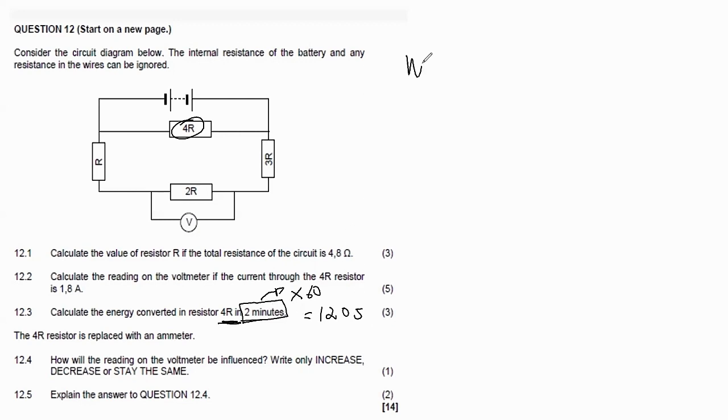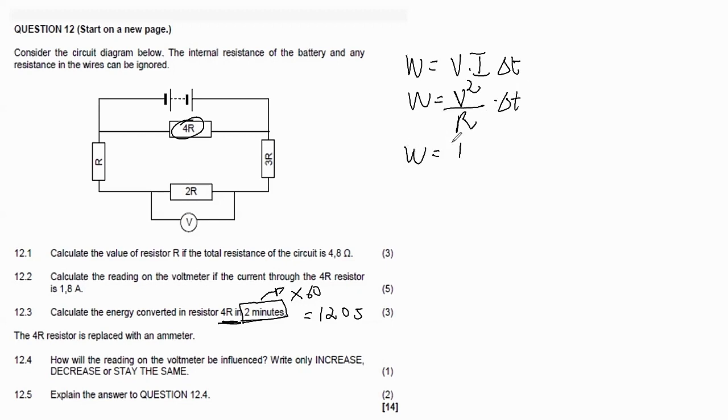So we know that the formula for energy is W equals V multiplied by I multiplied by delta t. And W is also equal to V squared over R multiplied by delta t.